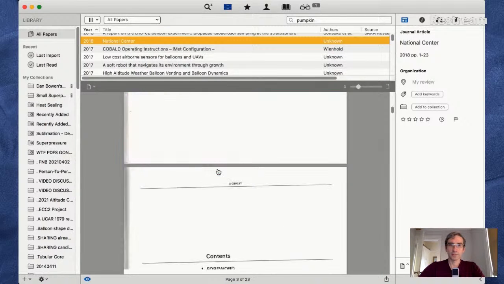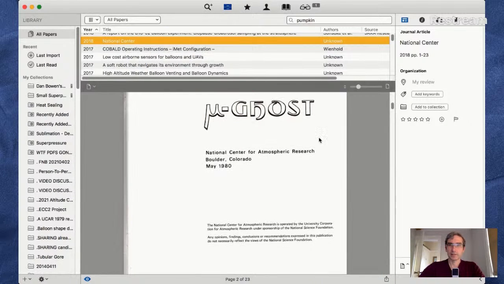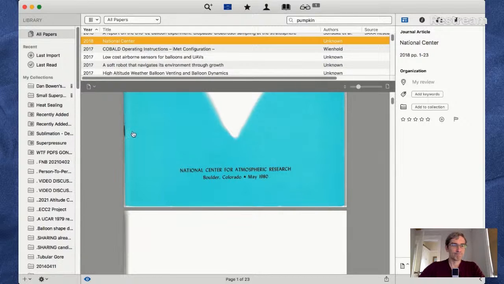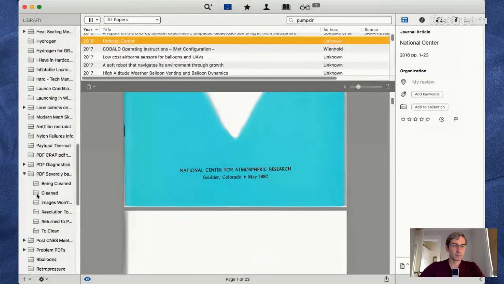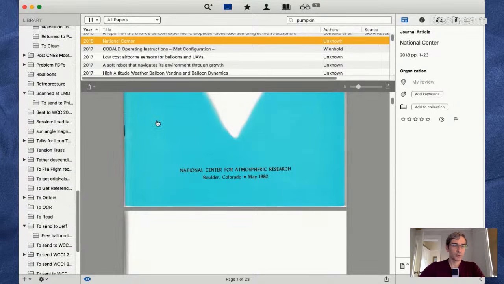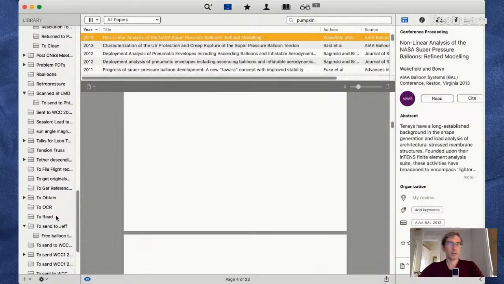Micro Ghost? What is that? I have to come back to that. Where's my to read folder? To read. That's one I didn't know I had.